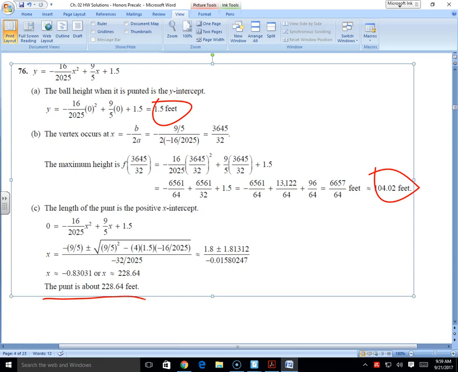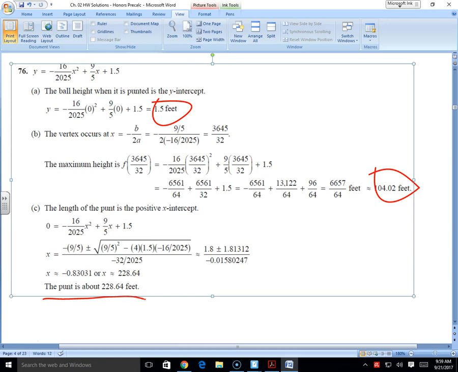So we can plug in X equals 0 for A. It's simply a plug and chug. So 0 takes away that, 0 takes away that. 1.5 feet off the ground is how high the guy punted it, which seems a little unrealistic. Maybe the guy was short. Anyway, letter B.